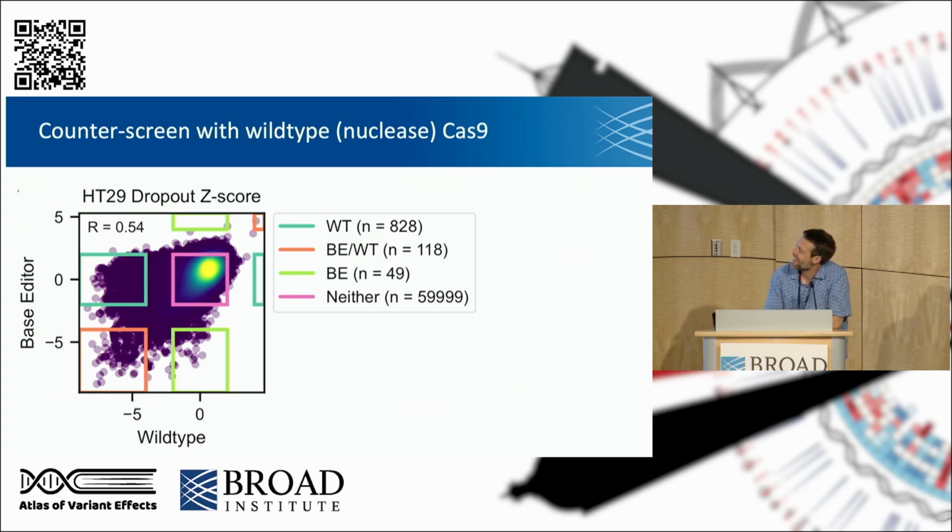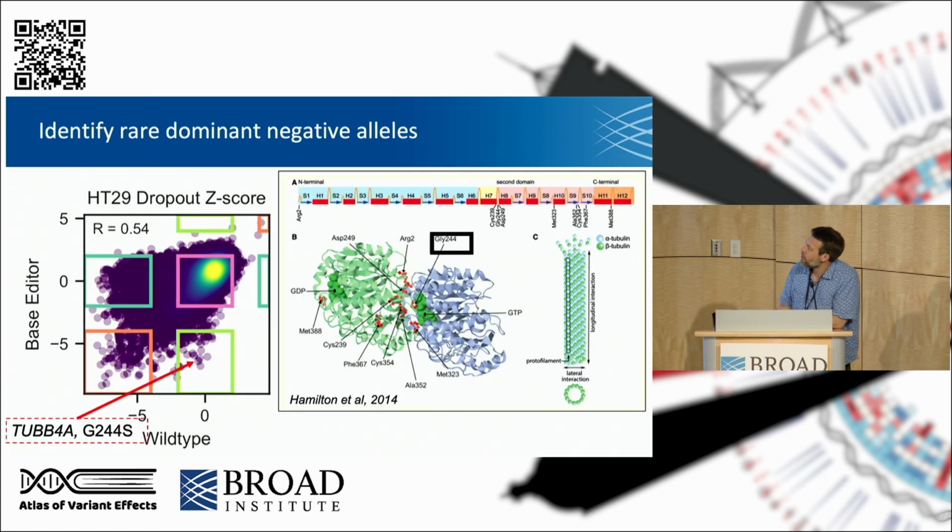One screen we did that was particularly nice is we also did a counter screen where we took the same library but now paired it with wild-type Cas9, so it's acting as a nuclease and presumably the vast majority of the time introducing loss-of-function mutations. And we can then compare those two. So for example, the guide RNAs in the bottom left, those are the ones that showed a loss-of-function phenotype with both the base editor and the nuclease. But there's a small number of guides that only showed a phenotype with the base editor, but not with the wild type. And I think this is a really cool way to identify rare dominant negative alleles.